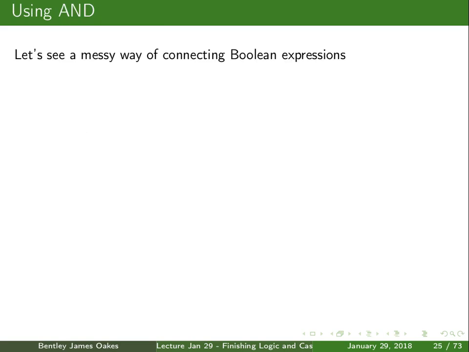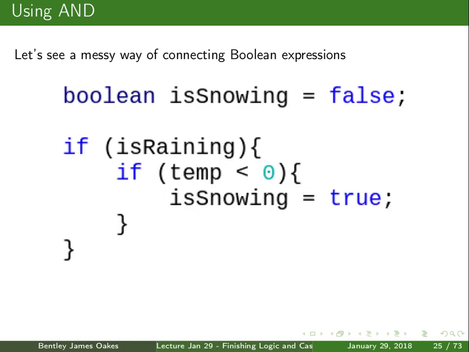So let's see a messy, confusing way of connecting these Boolean expressions together. We could say that it's not snowing, and then have one test to see if it's raining. If it's raining, then Java will execute what's within that first if block. Here's another test. If the temperature is less than 0, then it's snowing. So in order for this instruction to execute, it has to be raining and snowing.